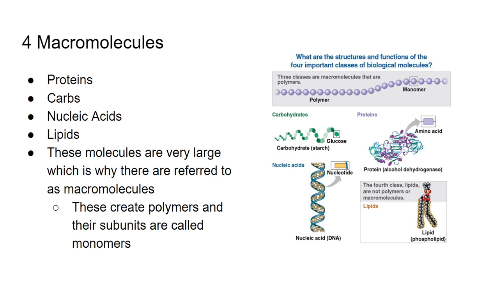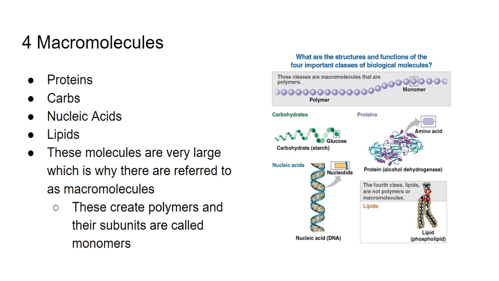Proteins, their main subunit or their main monomer is an amino acid, and the nucleic acids, their main monomer is a nucleotide. There are two types of nucleic acids, right? We have DNA, and then an important one is RNA.